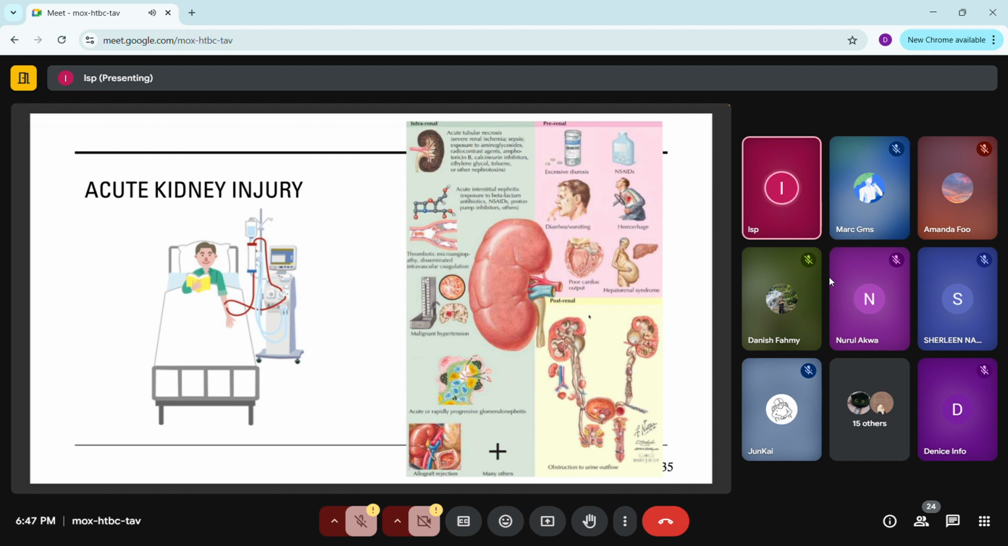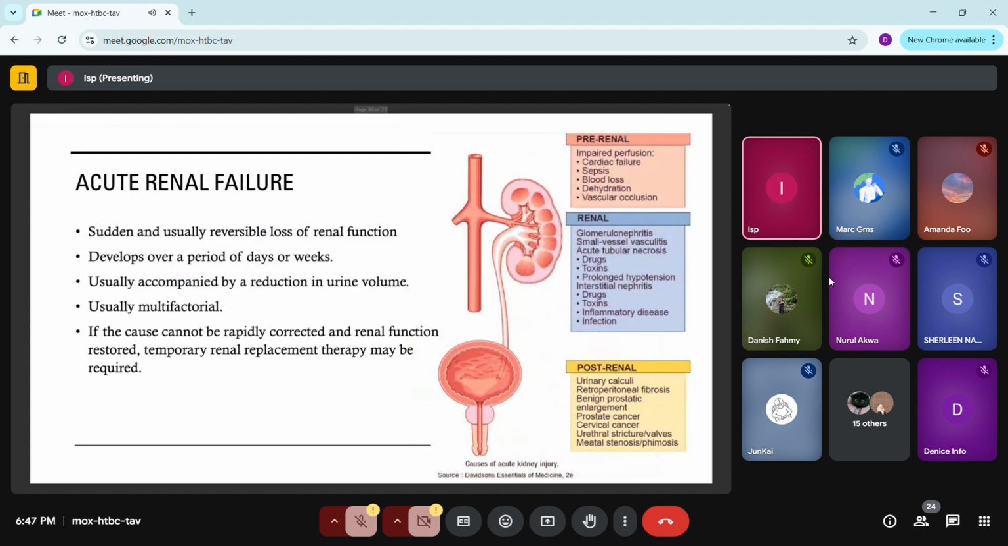So what is acute kidney injury? Acute means it's reversible, something recent. Then there's injury to the kidney, meaning something injured the kidney and it is potentially reversible. That's what we call acute kidney injury. So how do we classify? How do we work out the causes of acute kidney injury? Usually we divide into pre-renal, renal causes, and post-renal causes.